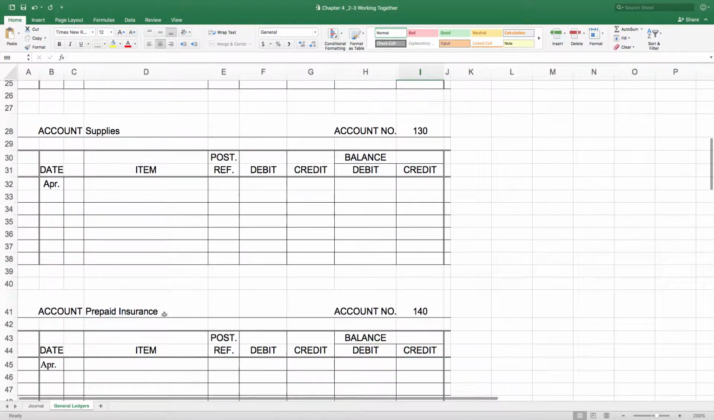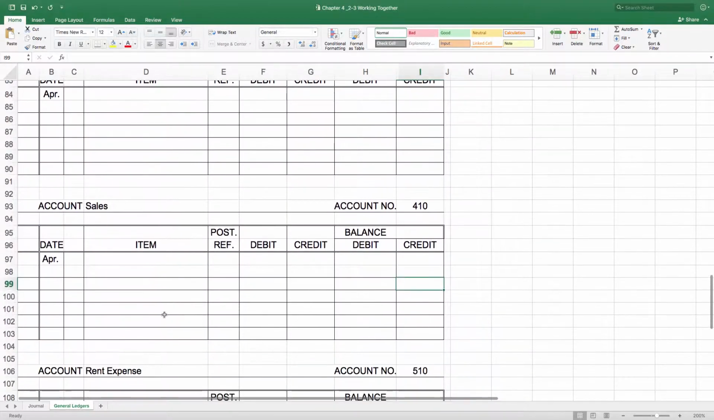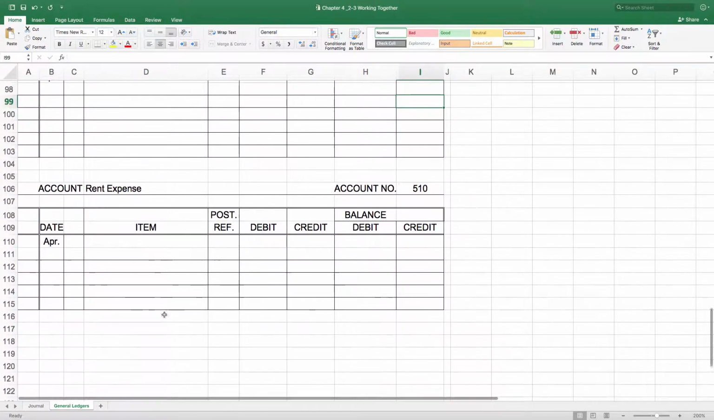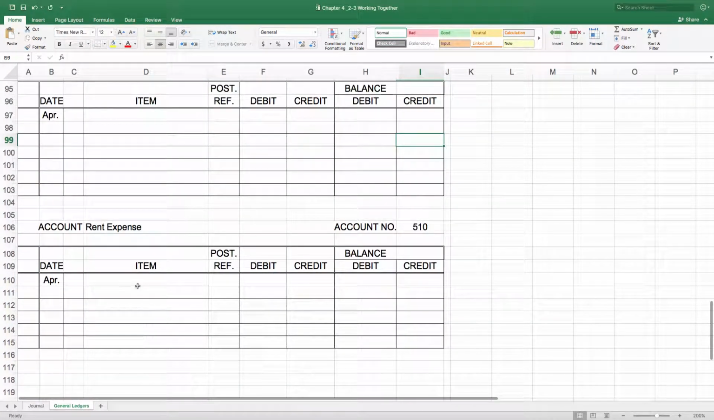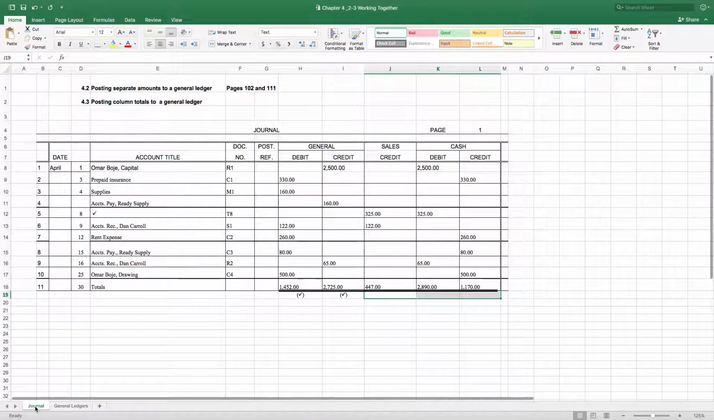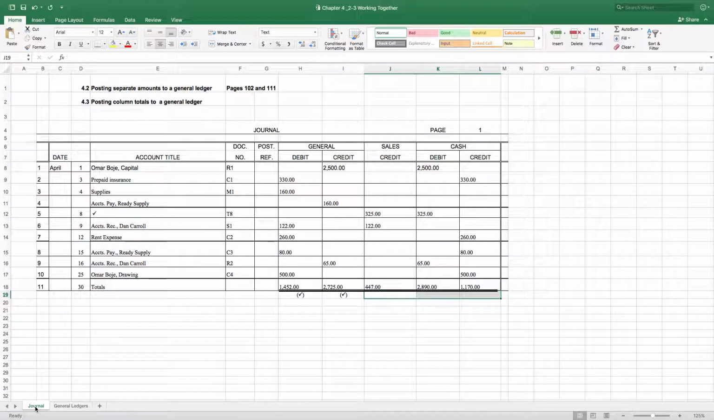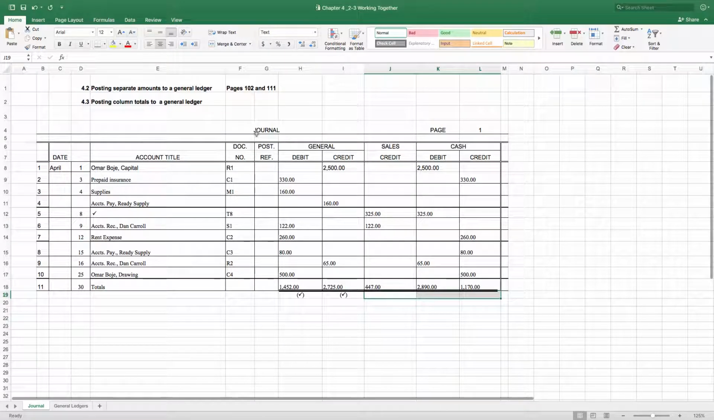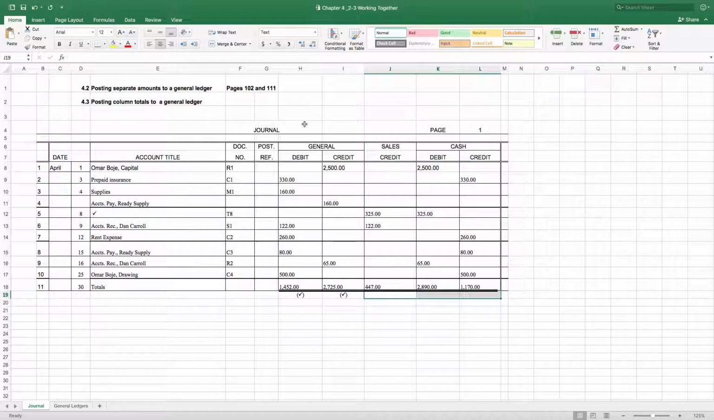In the general ledgers tab, you have a list of all of your individual accounts headed in your general ledgers. Now let's go back to the journal tab. In the journal tab is your general journal. Now in the general journal you have a list of journalized accounts. And for section 4.2, we're going to post separate amounts.